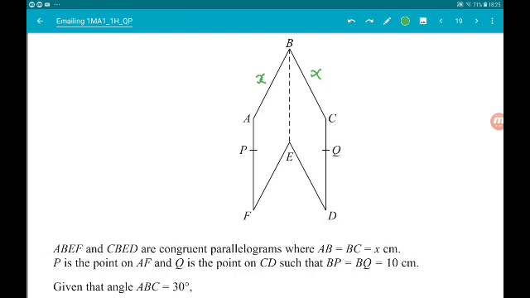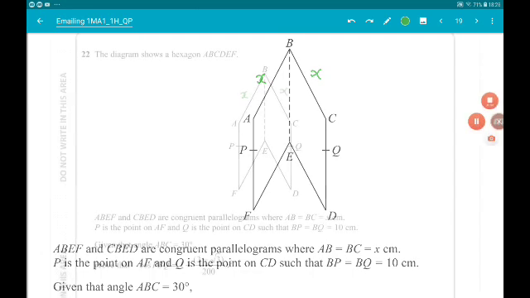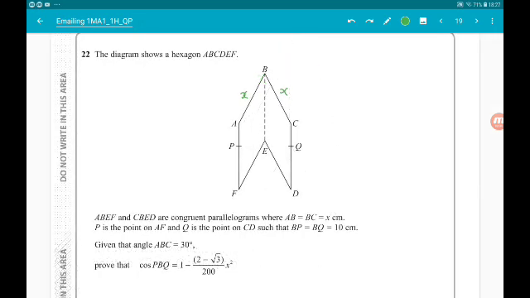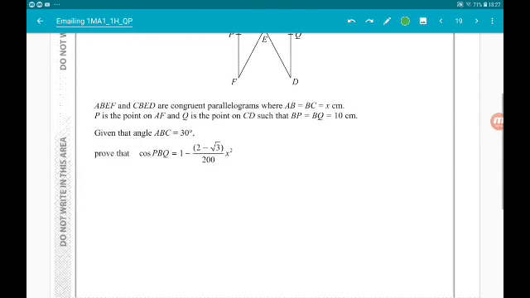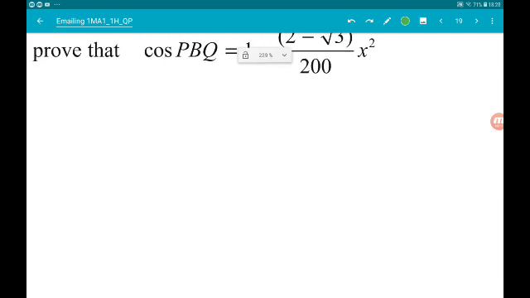Given that angle ABC is 30 degrees, show that cos of PBQ is equal to 1 minus (2 minus root 3) over 200 x squared. Good times. Where in the world do you start with this? Okay, so let's think about what we want to do. We want to show that cos of angle PBQ is this disgusting thing. So let's make a sketch of triangle PBQ.